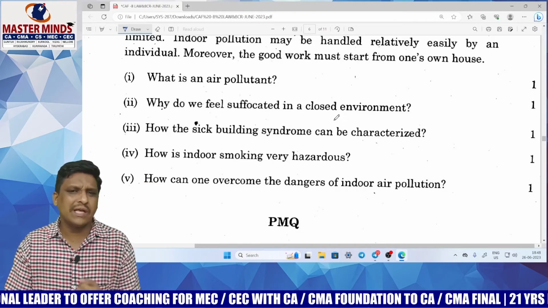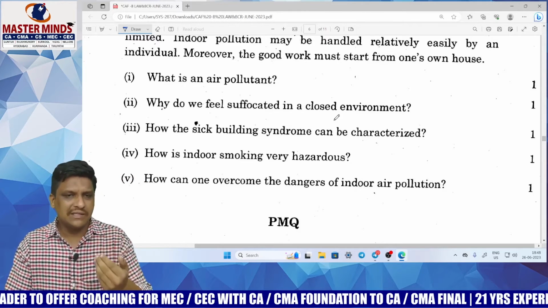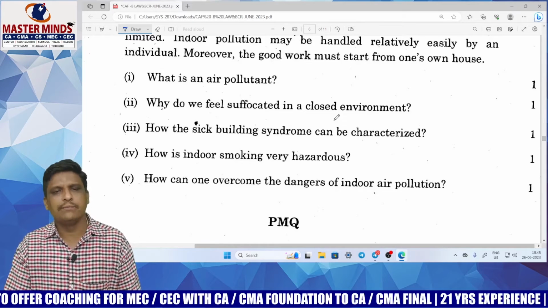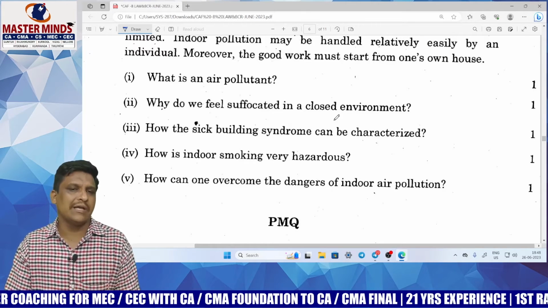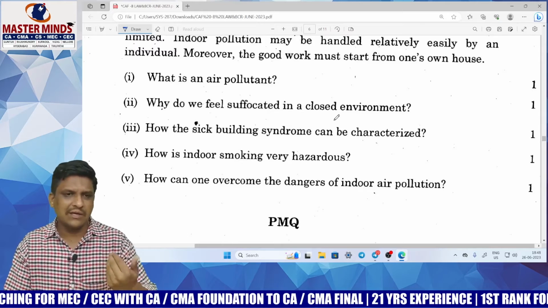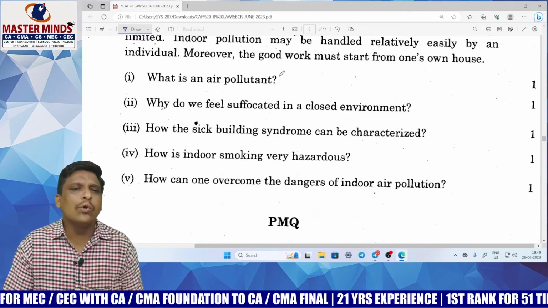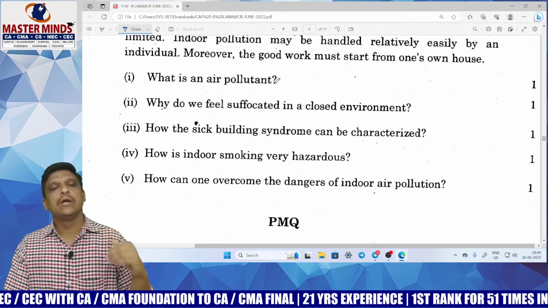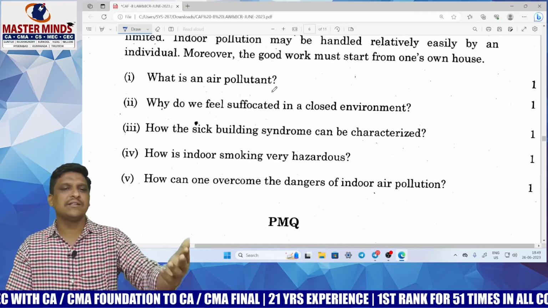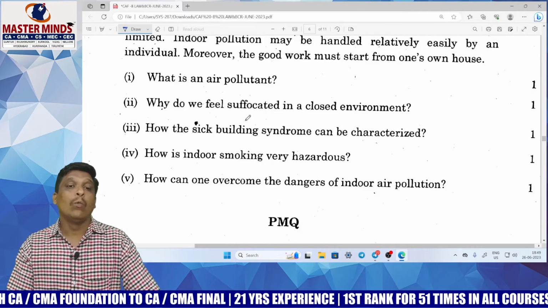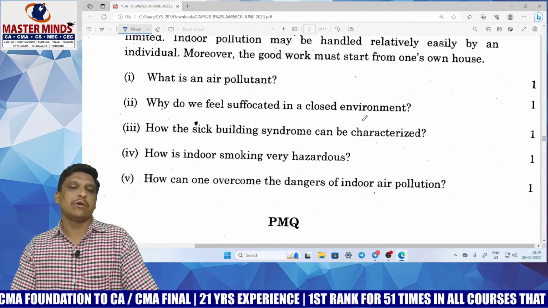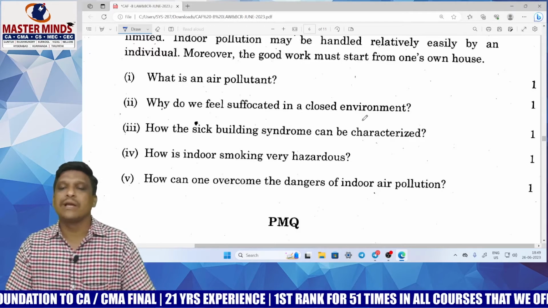Coming to the given passage, it is related to air pollution: the causes of air pollution and things allied to it. Let's go with the questions given under the comprehension passage. What is the first question here? What is an air pollutant? Why do you feel suffocated in a closed environment? How can sick building syndrome be characterized?